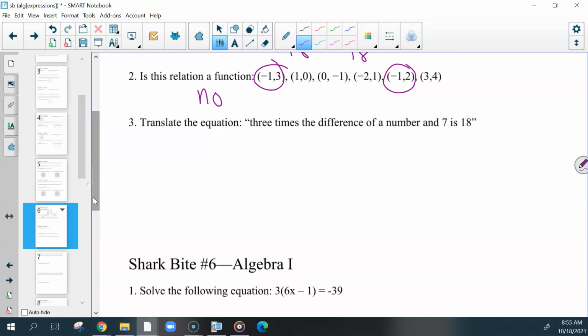For number 3, we needed to translate the equation 3 times the difference of a number and 7 is 18. Anyone want to give their answer? Parentheses x minus 7 equals 18. Correct. And in that I found x to be 15. For this one, you didn't need to solve it, but I think that was the answer if you solved it. Questions on those 3?